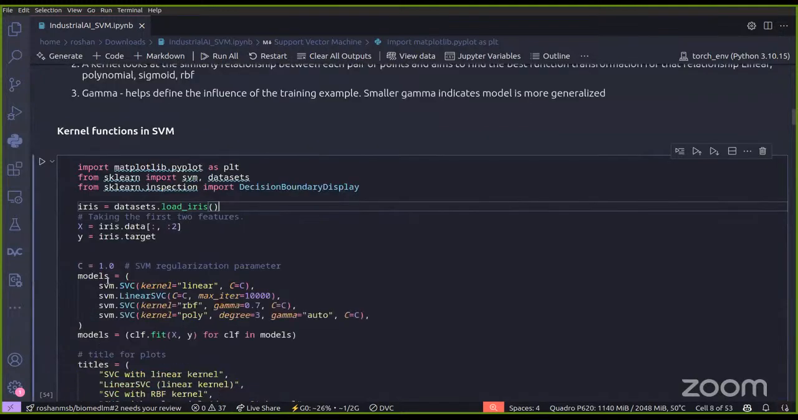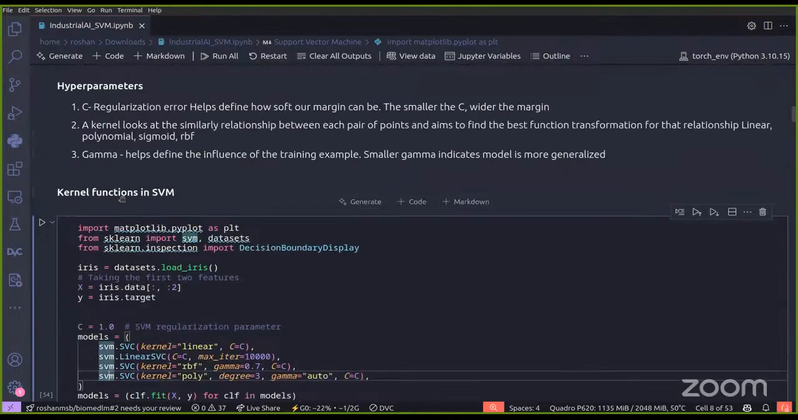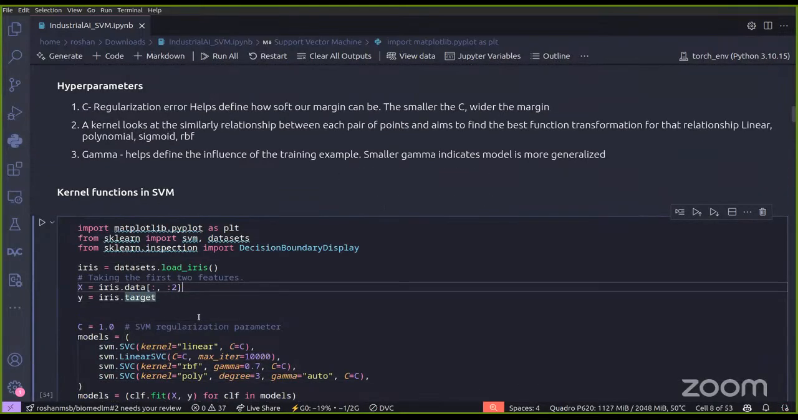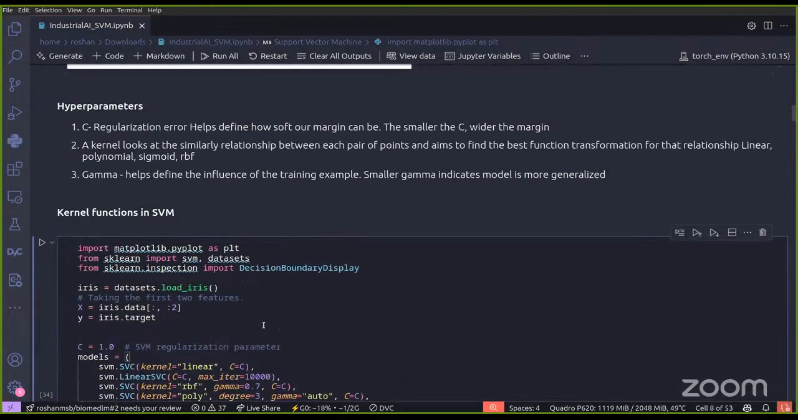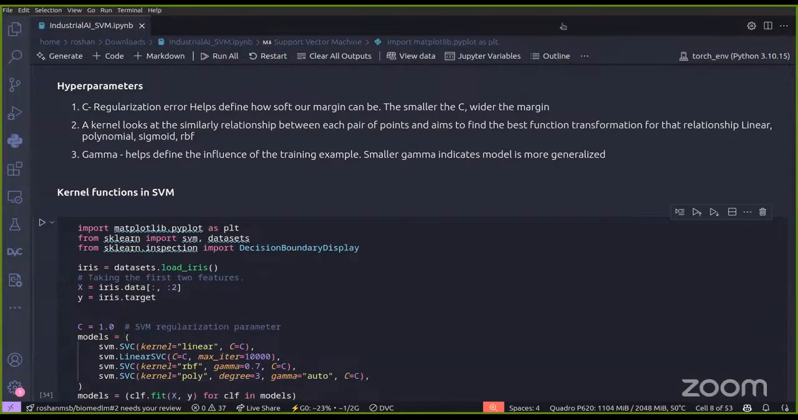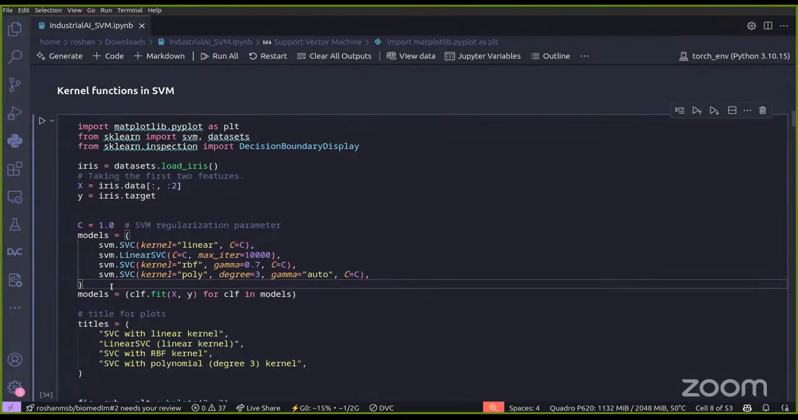First, we'll check the influence of the kernel functions. You have three different choices: the linear kernel, the RBF, and the polynomial kernel. So hyperparameters are your choices, and you have to find the best possible choice for your model.